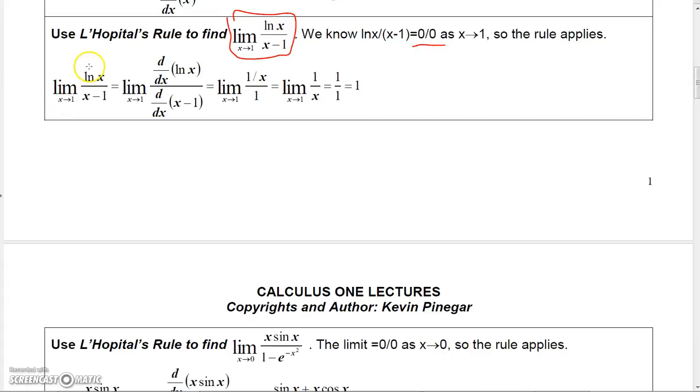So then I take the derivative of the top. The derivative of natural log of x is just 1 over x. And then the derivative of the bottom is just 1. And since 1 over x over 1 is just 1 over x, then the limit would be the limit of 1 over x as x approaches 1. So, that's just going to be 1. 1 over 1 is 1.